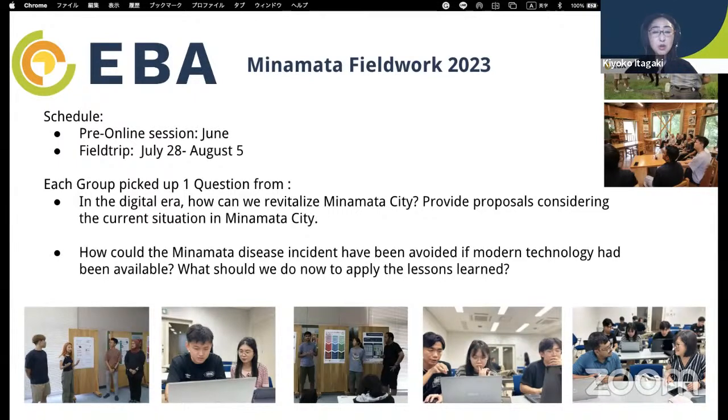As for the theme of this fieldwork, each group picked one question from the following two themes. The first one is: in the digital era, how can we revitalize Minamata City? Provide a proposal considering the current situation in Minamata City. The second one is: how could the Minamata disease incident have been avoided if modern technology had been available? What should we do now to apply the lessons learned? Each group tackled either one of these themes. Without further ado, I'd like to pass the microphone to group 4.